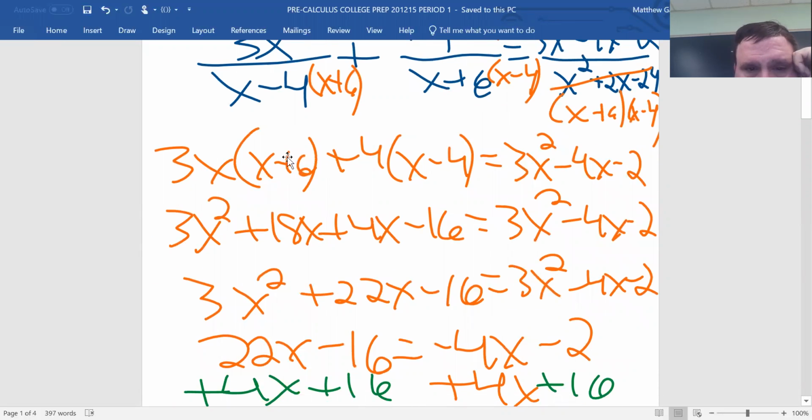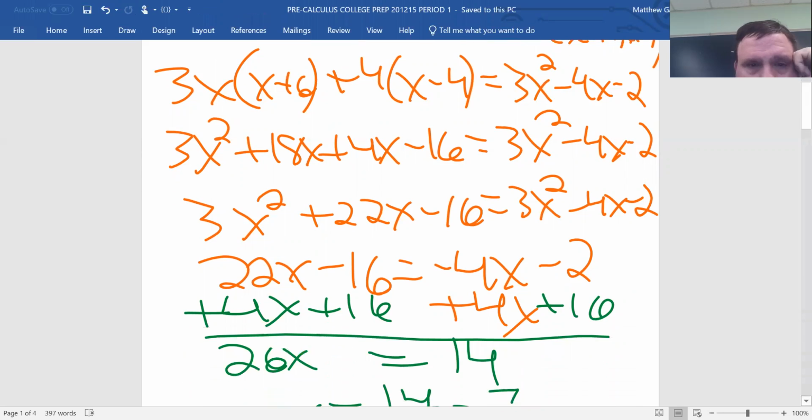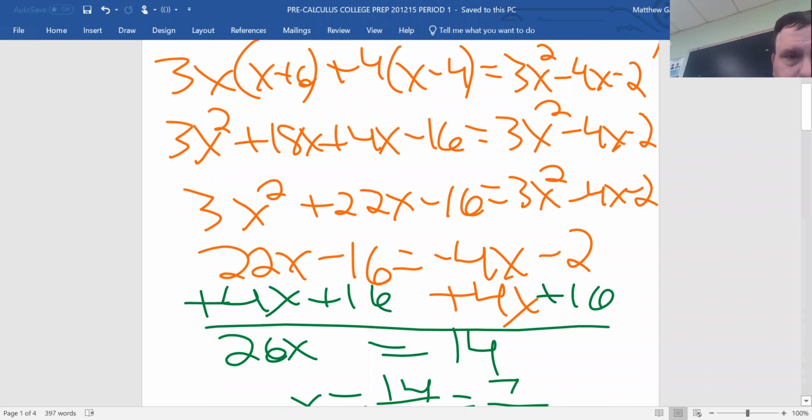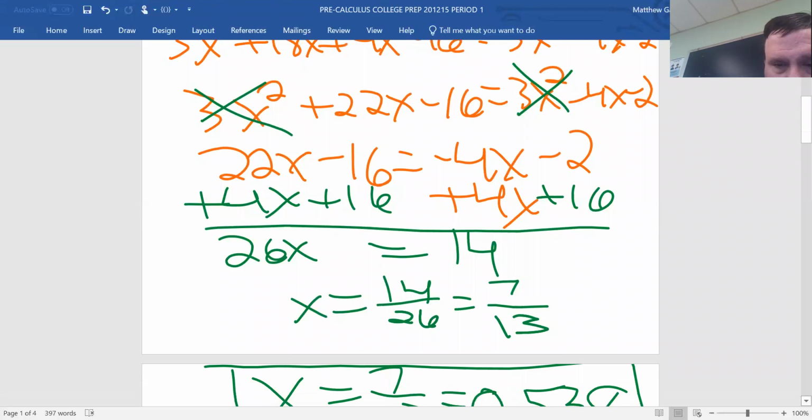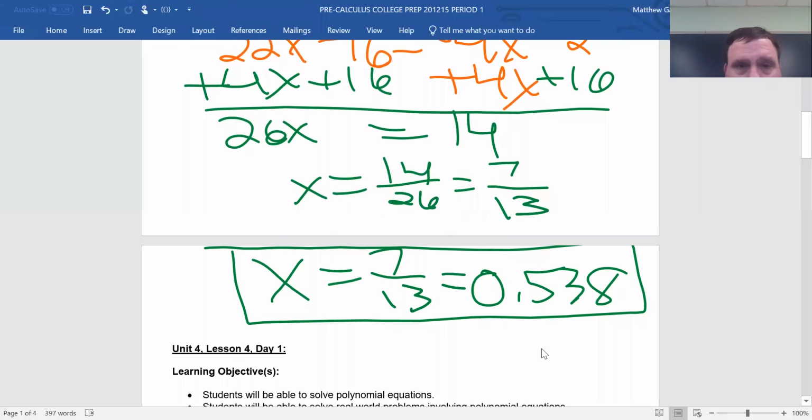Down here, we just do the distributive property, set it equal to 3x squared minus 4x minus 2. And with these type of problems, after you apply the distributive property, 3x squared is going to cancel. So quadratic terms should cancel. And then you're just going to go ahead and solve accordingly. And I got 14/26, which is 7/13. So in decimal, that is 0.538.